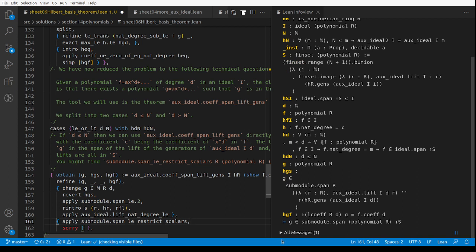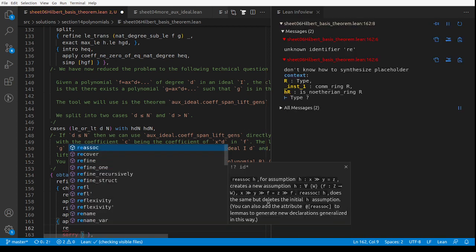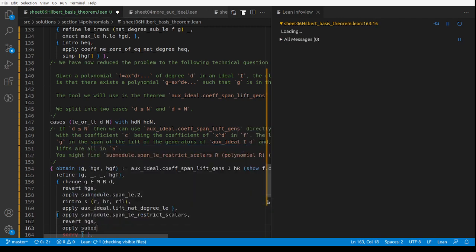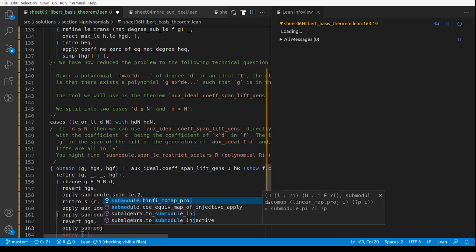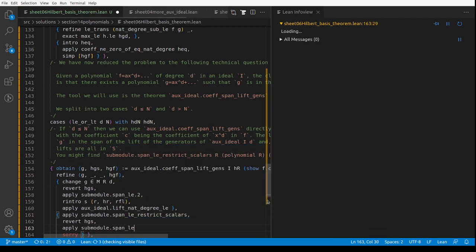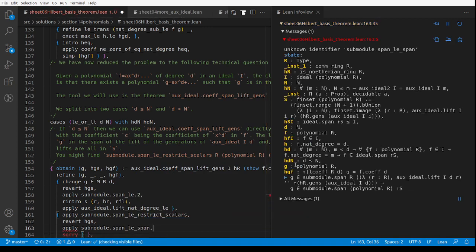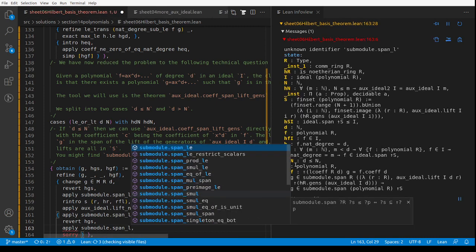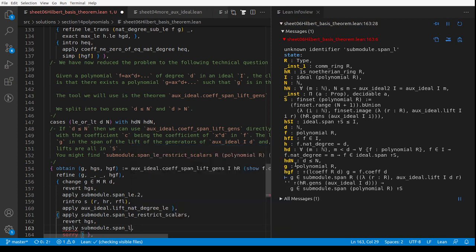Yes, excellent. So now I've got to prove, and so now you see I can revert HGS and then apply submodule.span. I assume this is what it does anyway. Span LE span, the thing I was just looking at, won't let me do it. Well, what was it called? Span LE. I could have sworn I saw a span LE.